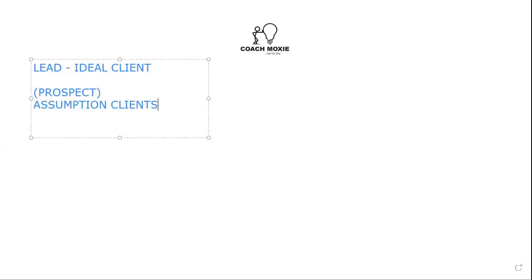The reason why we're using lead is because the word prospect tends to come with a lot of assumptions that we're still going to correct. A prospect, I get me, everyone is not your prospect. That's the first assumption that is wrong about the word prospect.